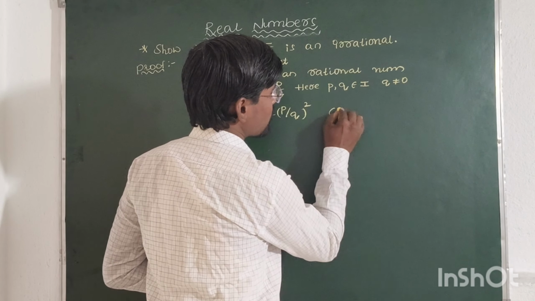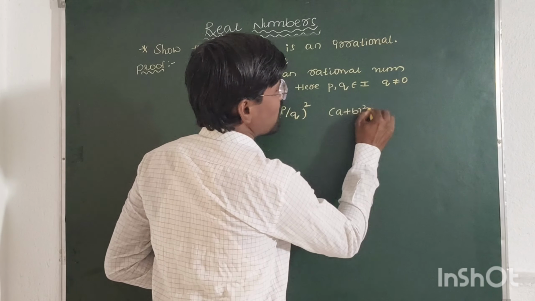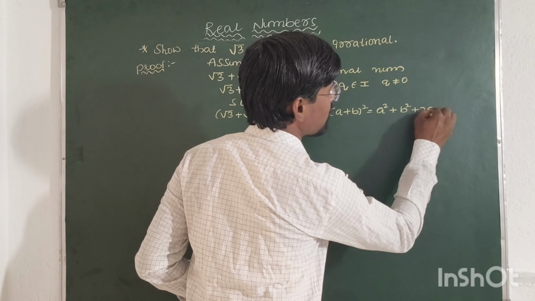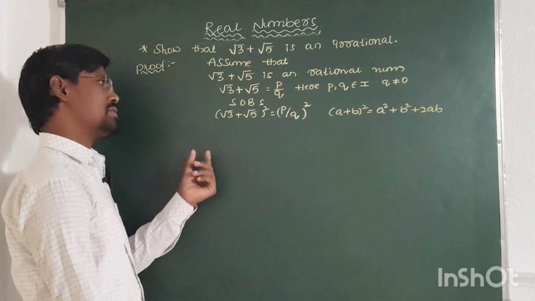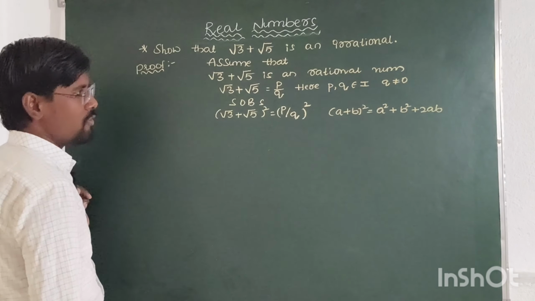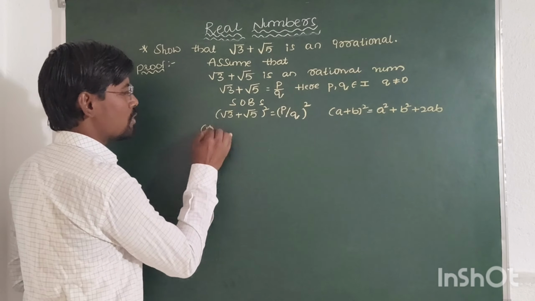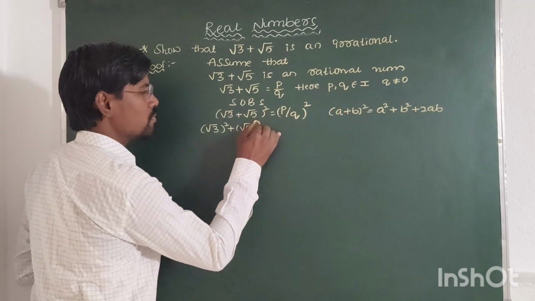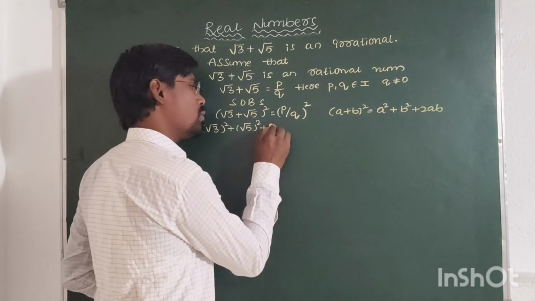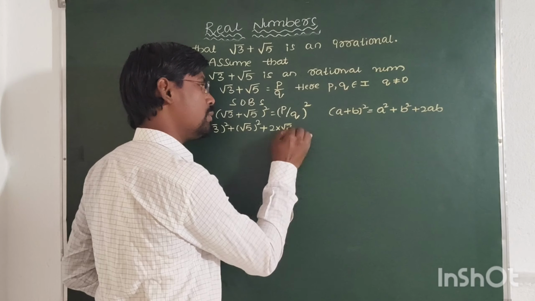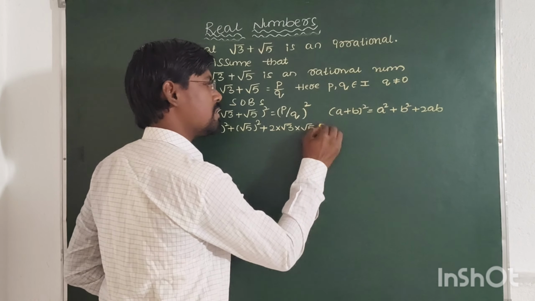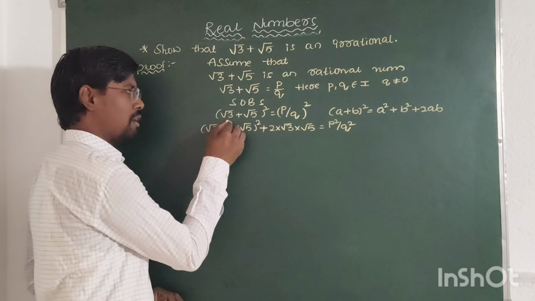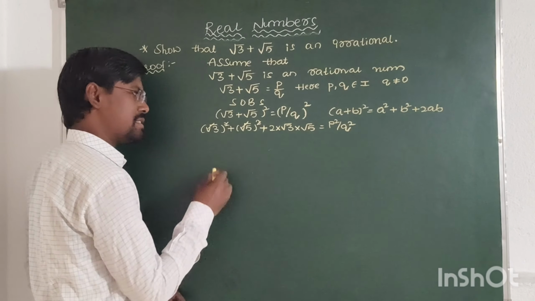What is the expansion of a plus b whole square? It is a square plus b square plus 2ab. Let us expand it. It becomes root 3 whole square plus root 5 whole square plus 2 into root 3 into root 5 is equal to p square by q square. Now square and root get cancelled.